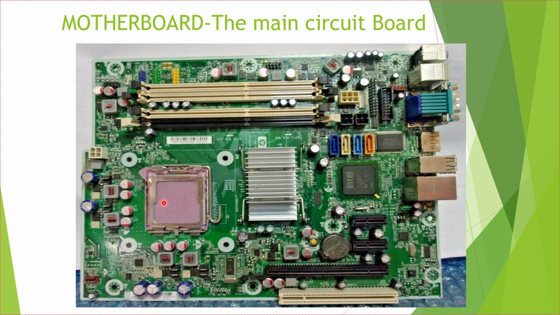Well, this is the main circuit board of the computer system. This area here is where the central processing unit is installed. The CPU or the processor is installed here. This part is the memory slot. This way you can install random access memory. We've got 1, 2, 3, 4. So this one is capable of storing 4 random access memories.